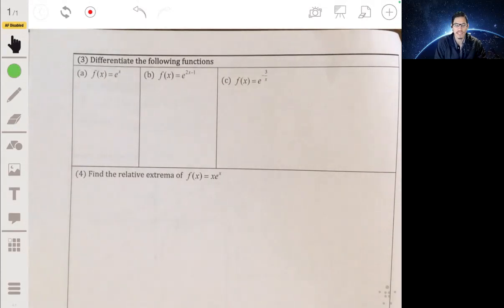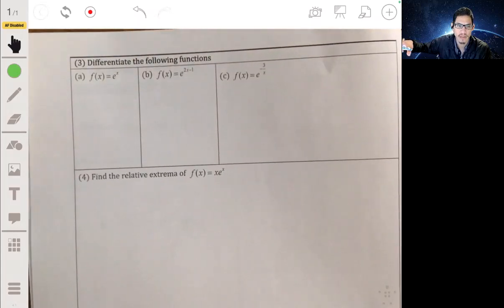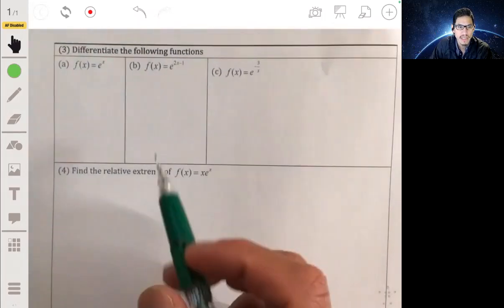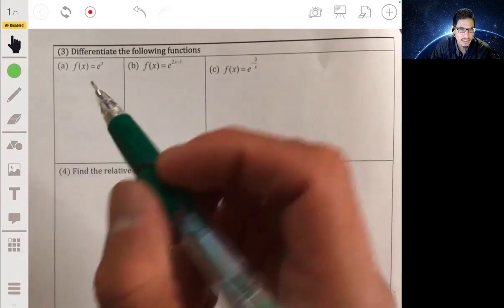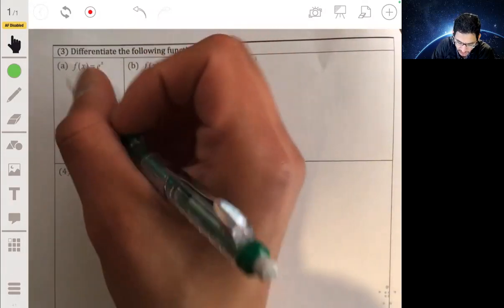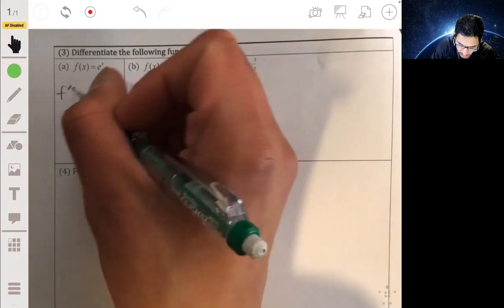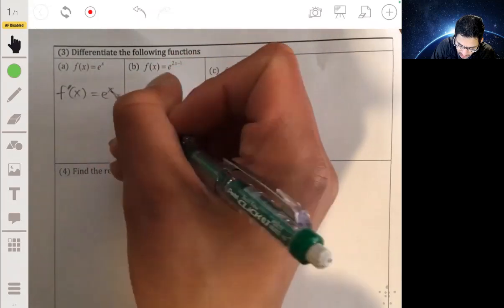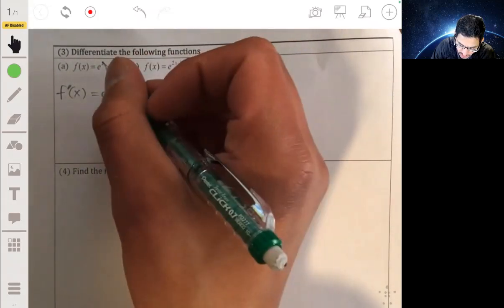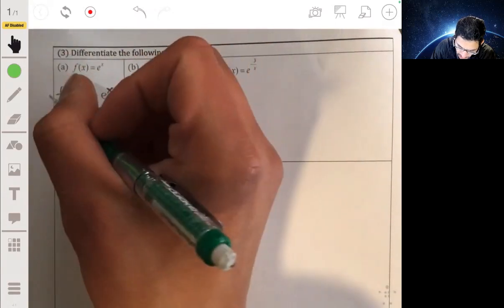So we're going to differentiate each of these, and let's see what we got. So first we have f of x is equal to e to the x. This is as simple as you can get. This will just be that f prime of x is equal to e to the x. There's no composite function. It's just x. So that's all you got to do here.